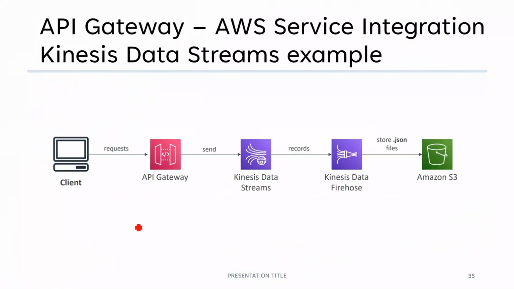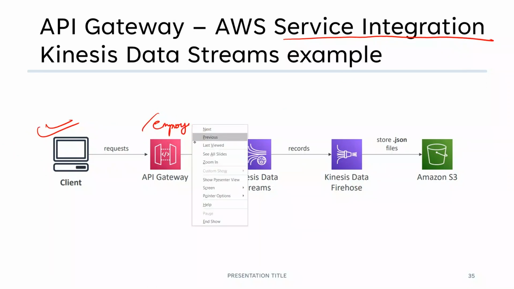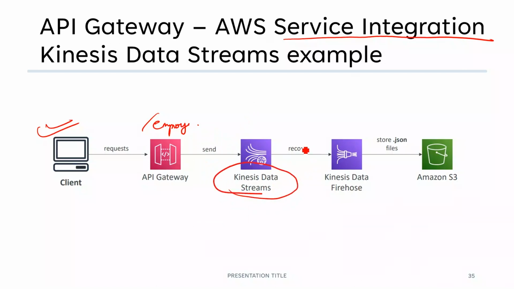Moving forward is a service integration example. This will be very clear. So there is a client and it requests an endpoint, for example the /employee endpoint, and then it sends some data into Kinesis Data Streams, then it pipelines it to Kinesis Data Firehose, and from there we are archiving the data in Amazon S3. See how easily it integrates with various services, right?